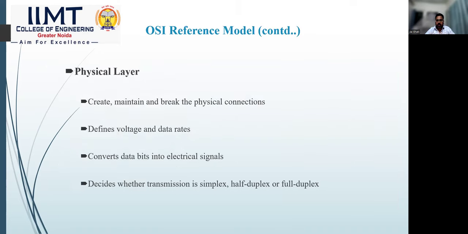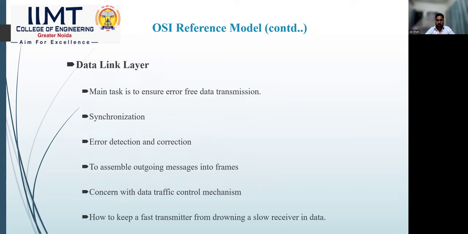Physical layer is responsible for creating, maintaining, and breaking down the physical connections. It also defines the voltages and data rates used for data transmission. It is responsible for conversion of data bits into electrical signals and also decides which mode of transmission is used for data communication, like simplex, half duplex, or full duplex.